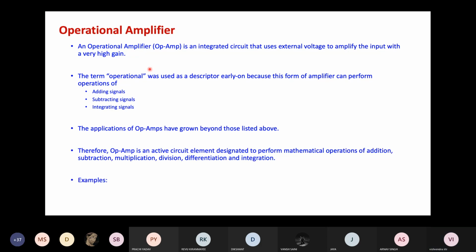And this is an active circuit element designed to perform various mathematical operations and logical operations as well. So these are some of the most popular op-amp ICs. One of the ICs is LM111, LM324, LM741. These are the names of the ICs, and LM stands for linear monolithic. Linear monolithic means that it is on the same piece of semiconductor. We are not using different pieces of semiconductor, and it's a linear fabrication. It's a linear kind of circuit.